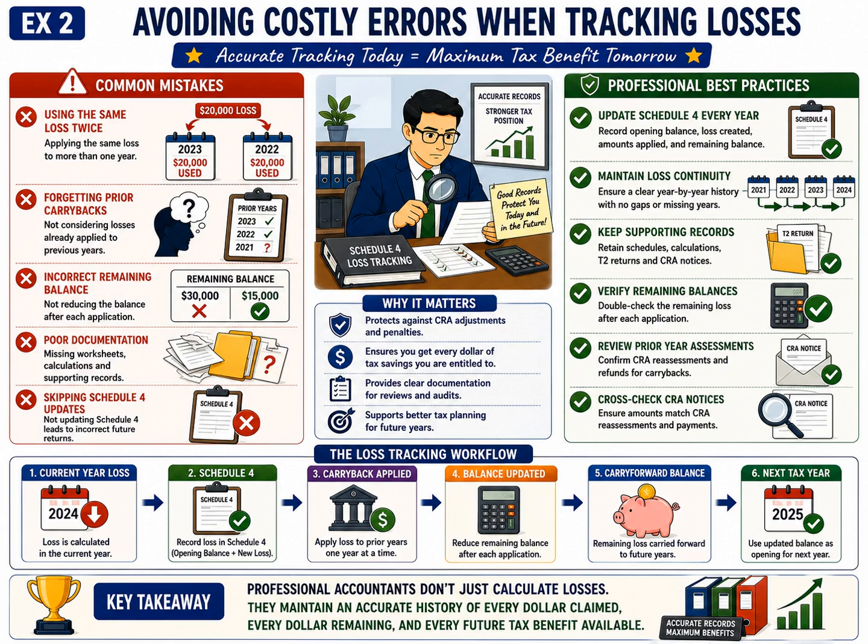dollar of tax savings is preserved. Accurate tracking also makes future tax planning much easier because the accountant always knows exactly how much loss remains available. The key takeaway from this slide is that professional accountants do much more than calculate non-capital losses. They maintain a complete history of every dollar created, every dollar claimed, and every dollar still available. Careful record keeping, annual Schedule 4 updates, and proper documentation are what transform a simple tax calculation into sound professional tax practice.